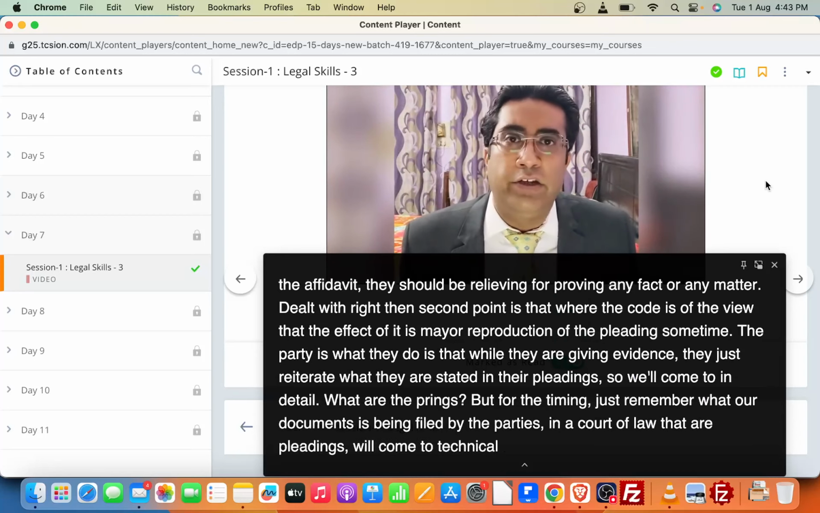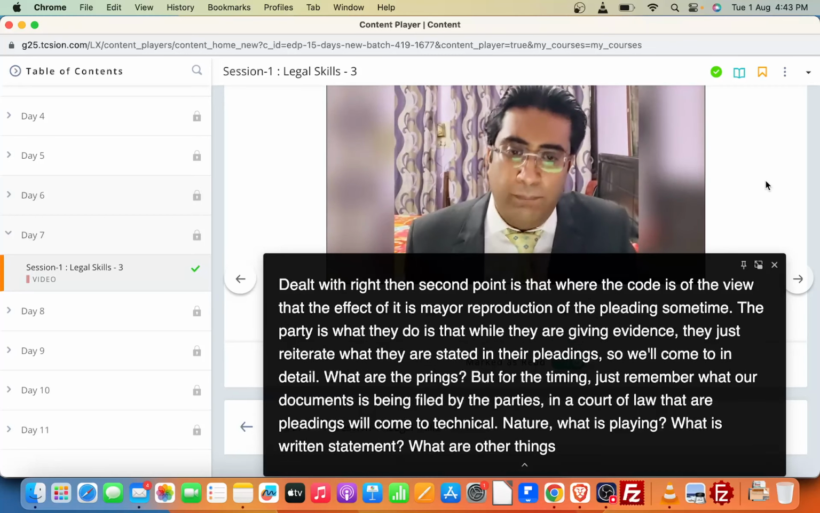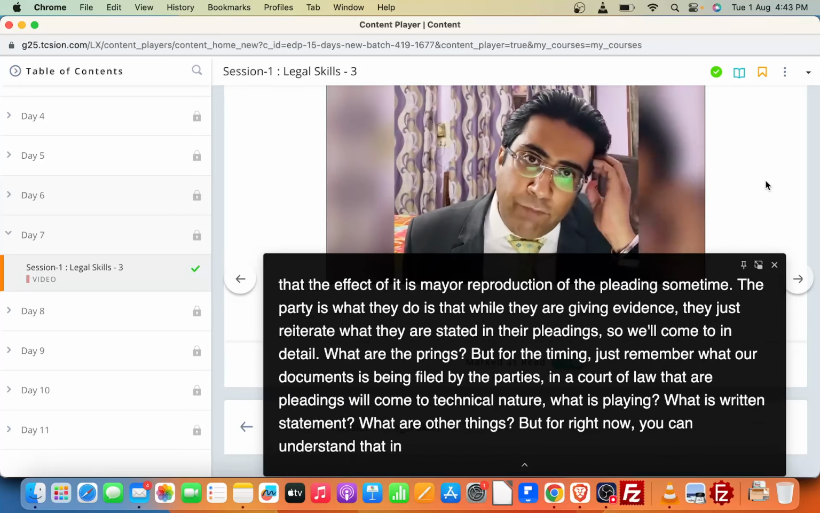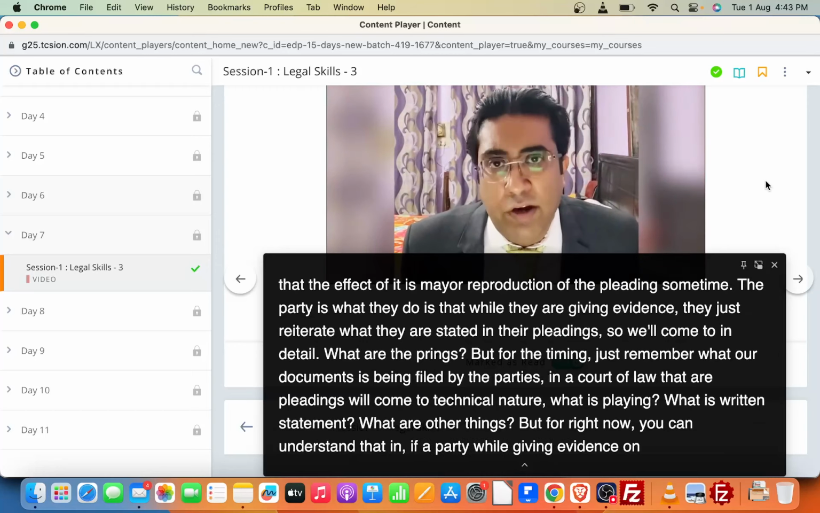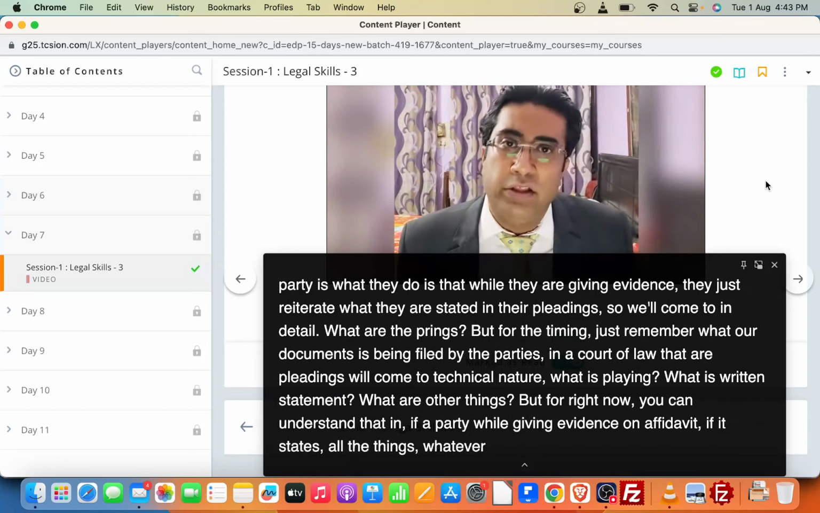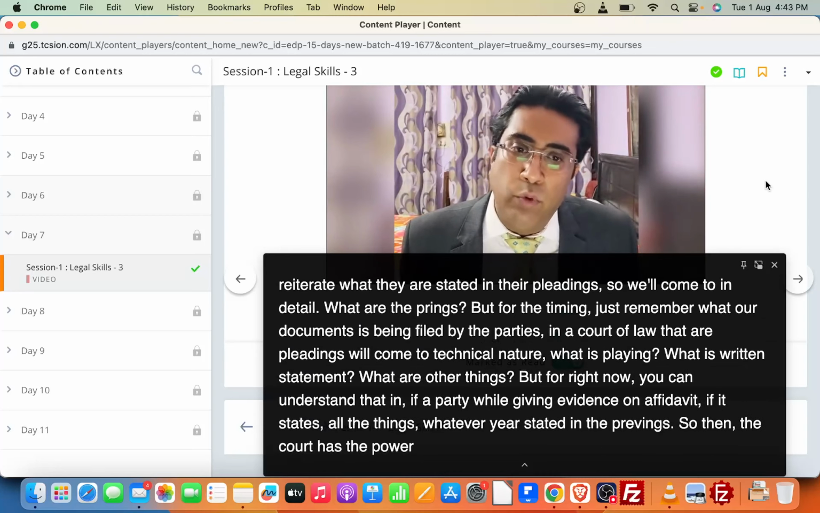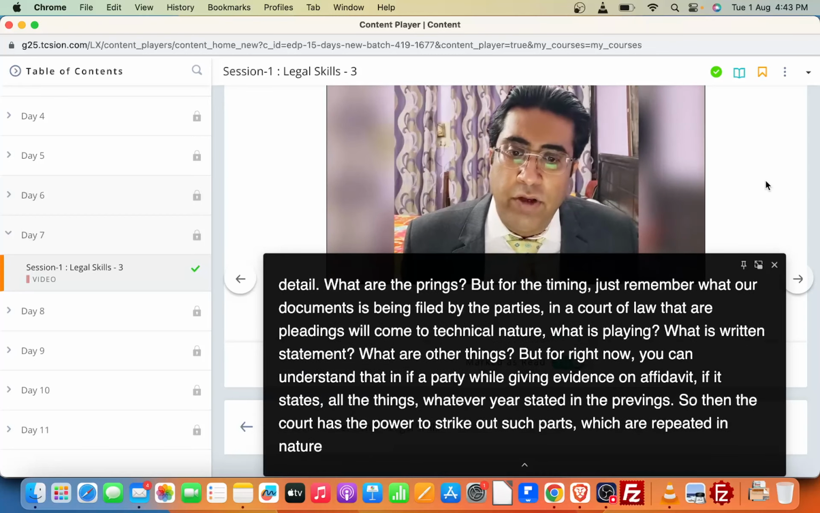We'll come to the technical nature, what is a plaint, what is a written statement, what are other things. But for right now, you can understand that if a party, while giving evidence on affidavit, states all the things whatever he has stated in the pleadings, then the court has the power to strike out such parts which are repetitive in nature.